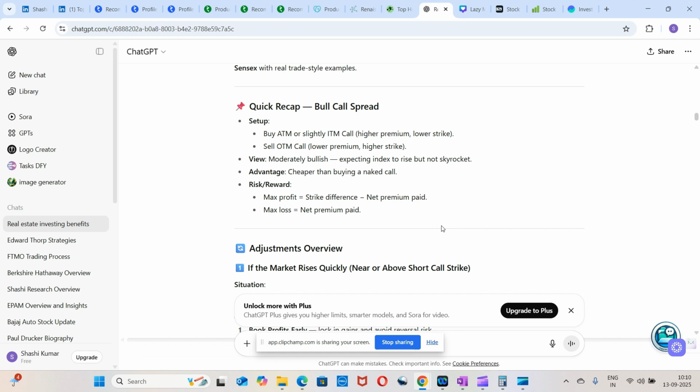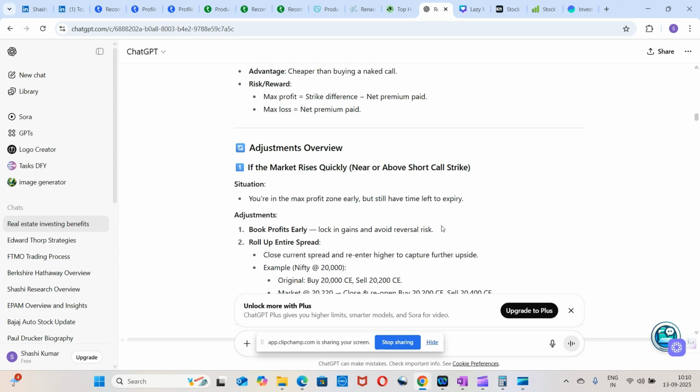The advantage is that it's cheaper than buying a naked call, and your risk is defined here. Risk reward: max profit is strike difference minus net premium paid, and max loss is net premium paid. Okay, so now the adjustment scenarios we will go through.